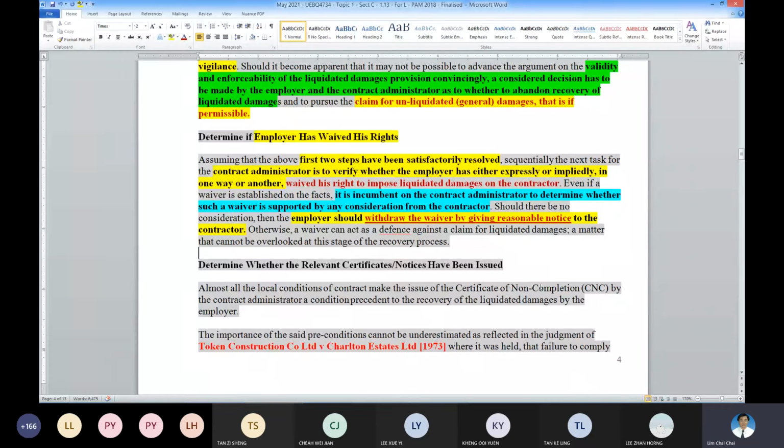So once a waiver is given, if the employer says, okay, don't have to pay, and then the contractor confirms it with consideration, then you cannot claim LD again. So please remember the operation of a waiver and consideration. It's a complete defense. I hope you understand the term, complete defense. That means protecting your rights.